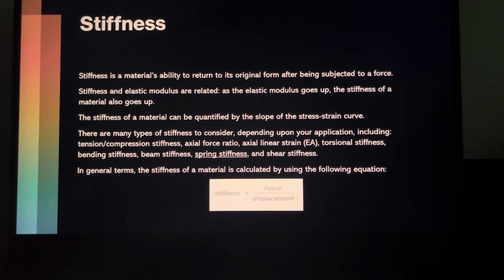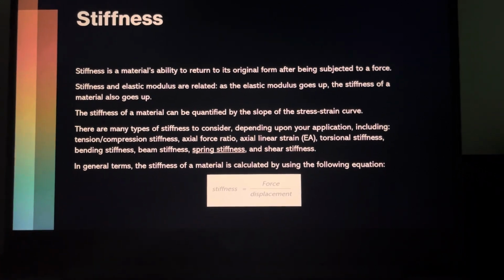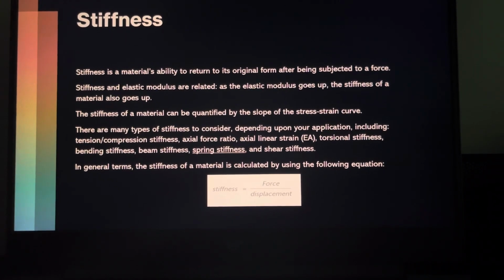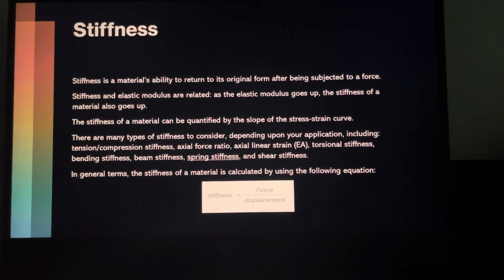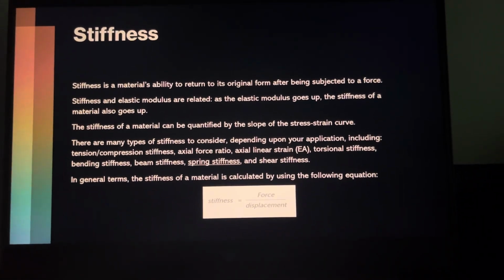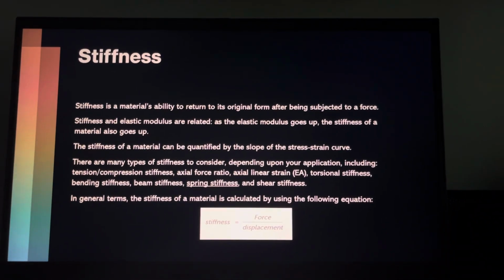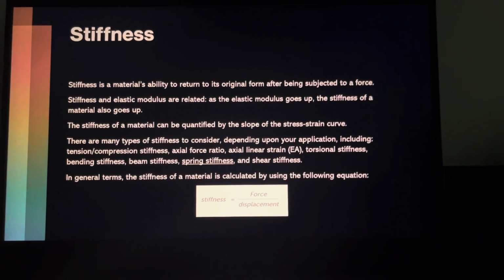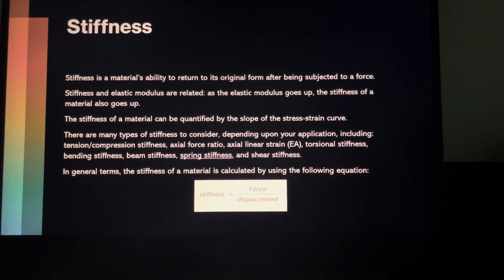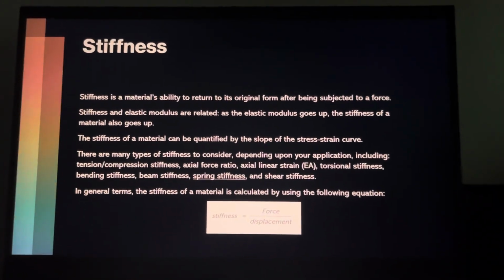Stiffness is the material's ability to return to its original form after being subjected to a force. The stiffness of a material can be quantified by the slope of the stress-strain curve, and there are many types of stiffness, as you can see in the examples mentioned. And in general terms, the stiffness of a material is calculated by using the following equation: stiffness equals force over displacement.